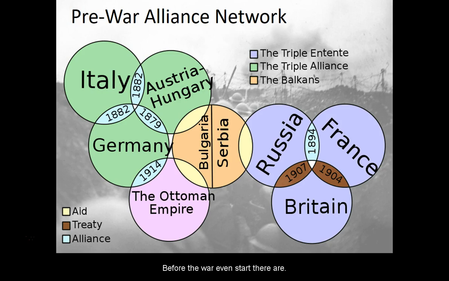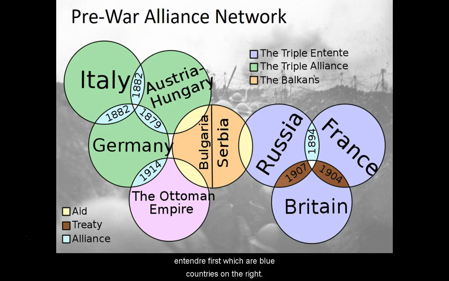Before the war even starts, there are alliances happening. And think of an alliance as a friendship between countries, where they agree, if this country over here attacks me, then you're going to come to my aid. You're going to help me out. And so let's take a look at a few of the alliances prior to World War I and how they happen.